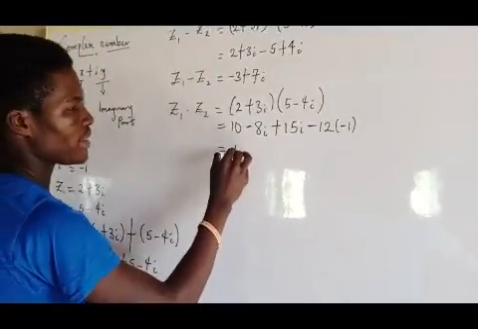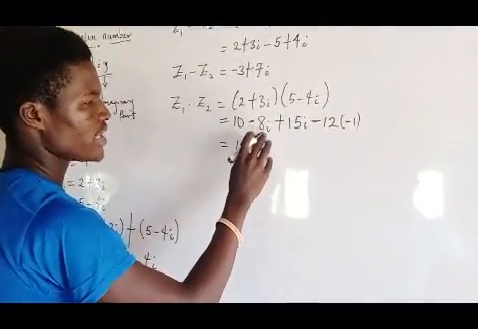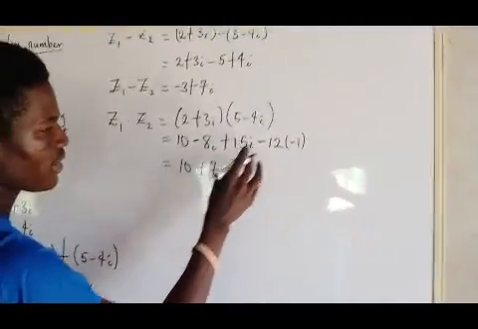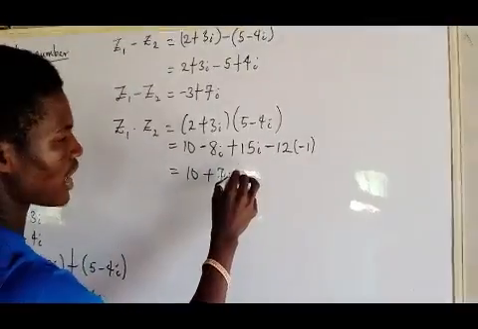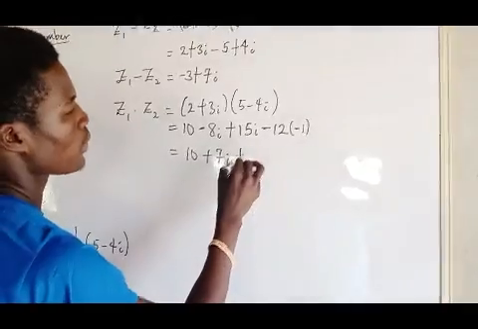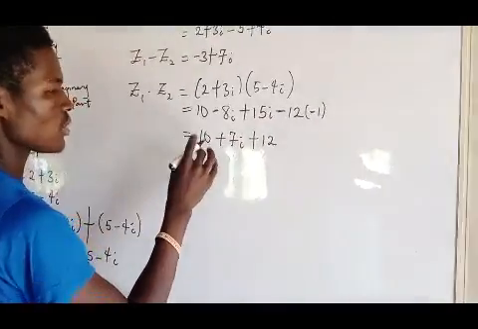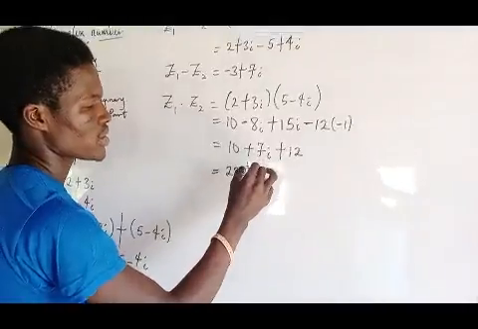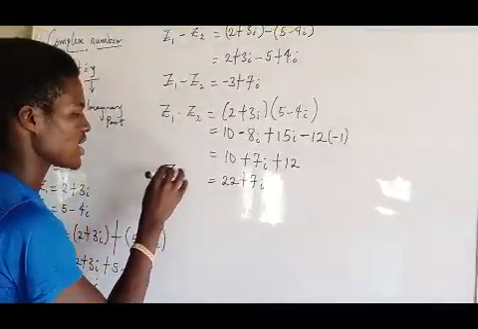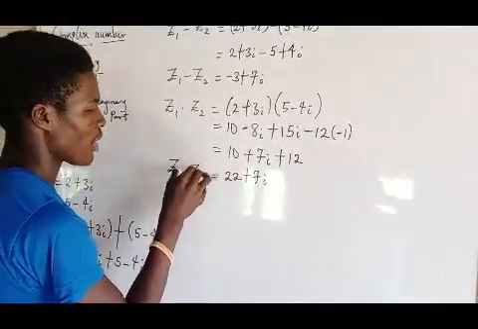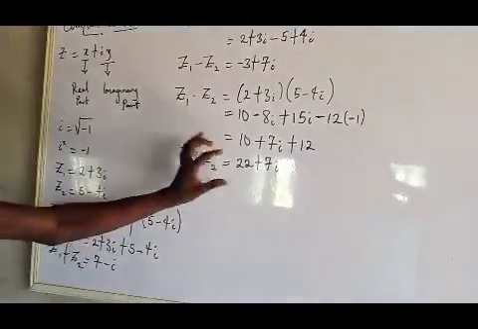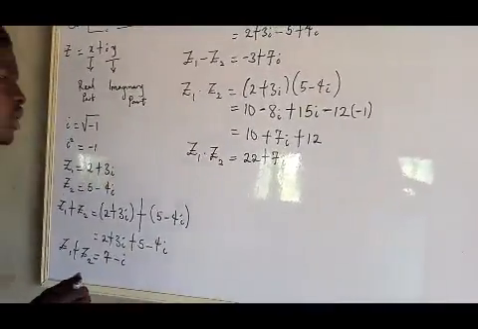So that will be 10, minus 8i plus 15i will give us plus 7i. Then minus 12 times minus 1, minus times minus will give me plus, and that's 12. So 10 plus 12 will give me 22 plus 7i. So that means our z1 multiplied by our z2 will give me 22 plus 7i. Do we get that also?